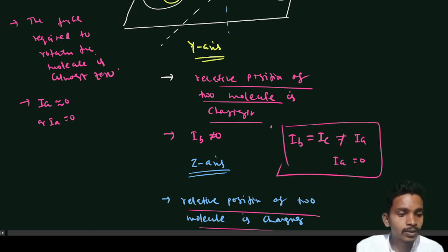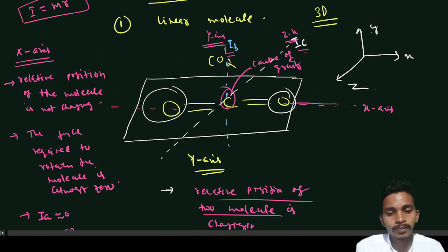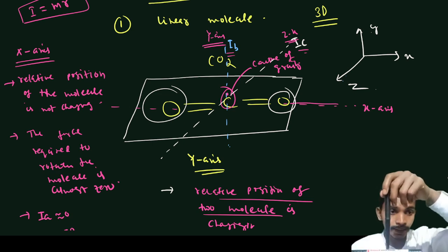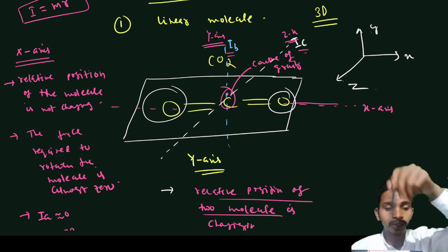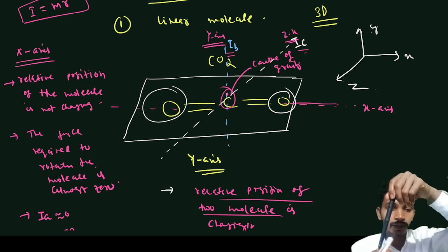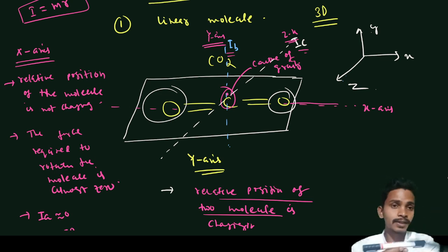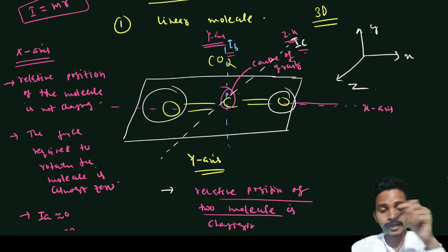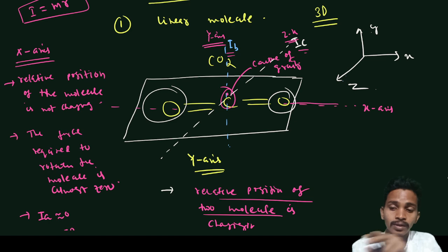So in linear molecules, if I rotate along the x-axis, the relative positions of the two oxygens are not changing, so IA is 0. Whenever we rotate along the y-axis, let's say this is IB, the relative positions of the two oxygens are changing, so IB is not equal to 0. And if I rotate along the z-axis, then also the two molecules are changing. So IB and IC are the same because in both cases the two molecules are rotating. And for IA, no molecule's relative position changes, so IA is 0.